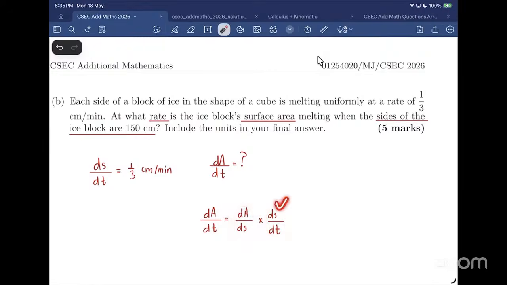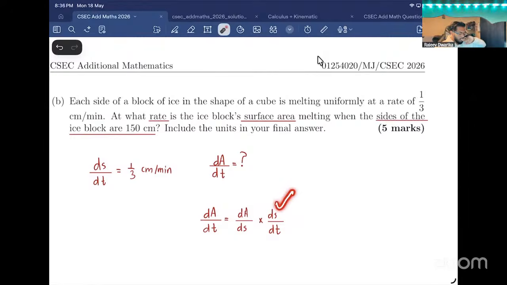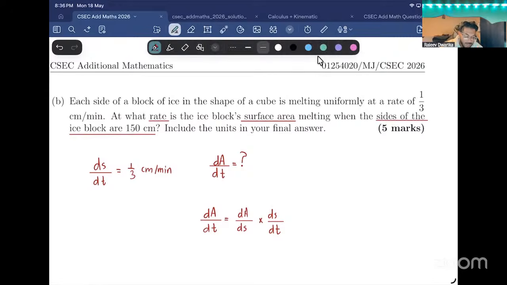I already have the SDT. Okay, so you need to find DA/DS. Yes, that is it. So I need to find this. How are we gonna find that?